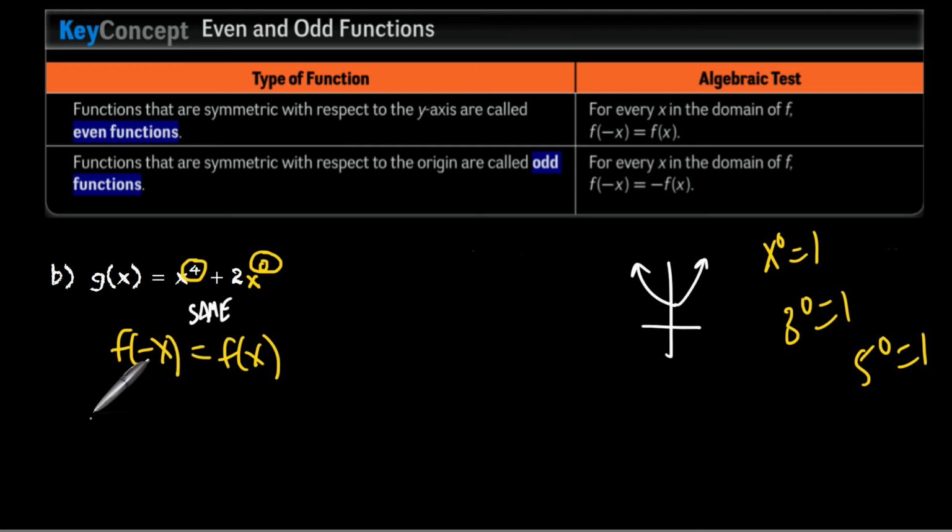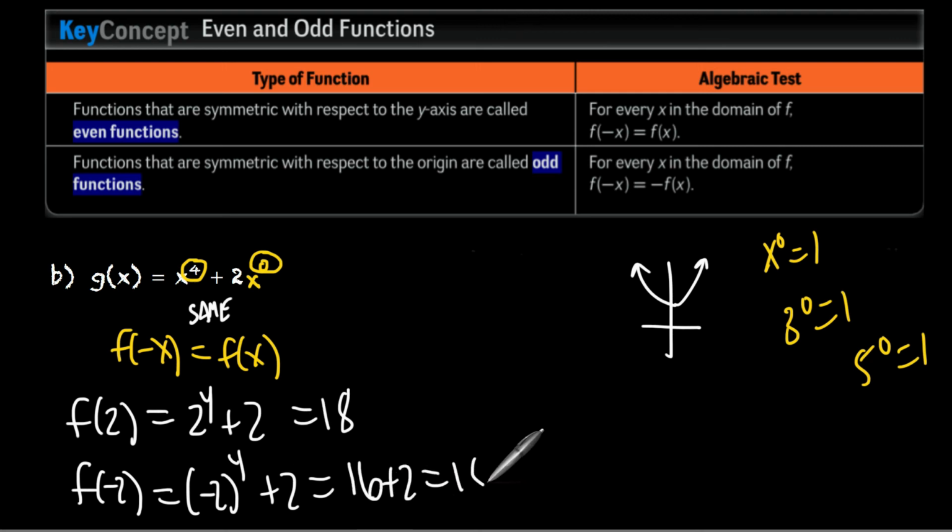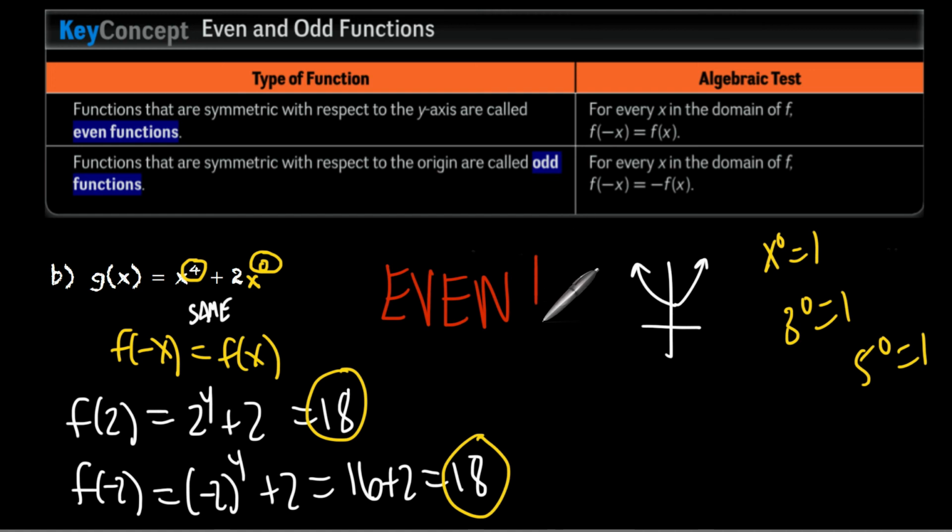So we're going to pick some random value. I'm going to pick 2 again because I like 2. F of 2 is 2 to the fourth plus 2. Well, that's 16 plus 2, that is 18. And then now we're going to plug in negative 2. Well, parentheses, negative 2 to the fourth plus 2. Negative 2 to the fourth is negative 2 times negative 2 times negative 2 times negative 2. Hey, that's going to be 16 again, plus 2, 18. Hey, these things are the same, f of 2 and f of negative 2. Therefore, we will conclude that this has even symmetry.